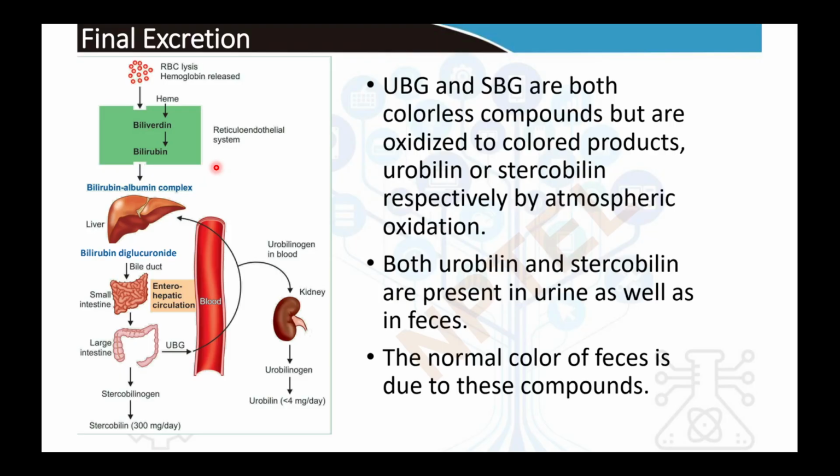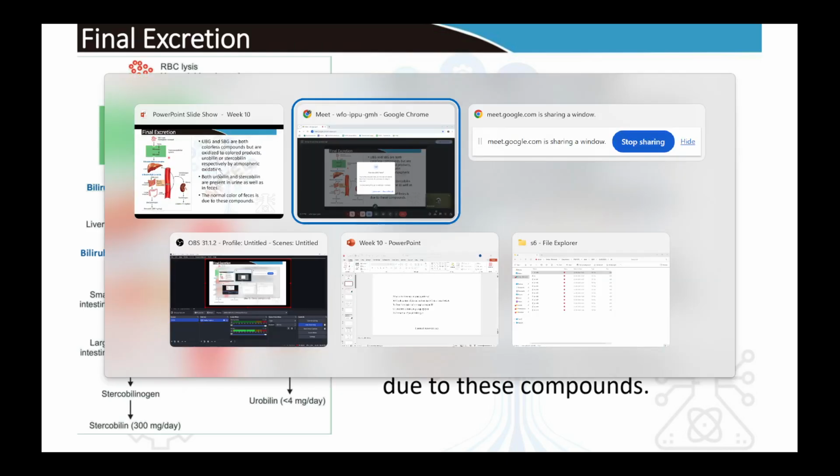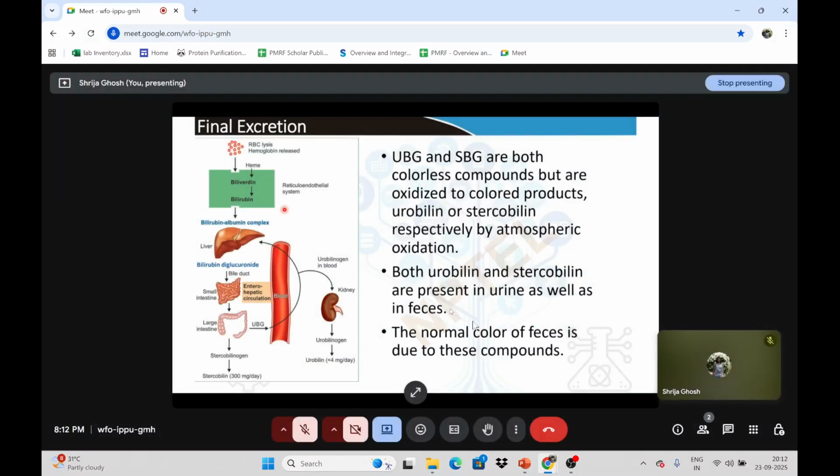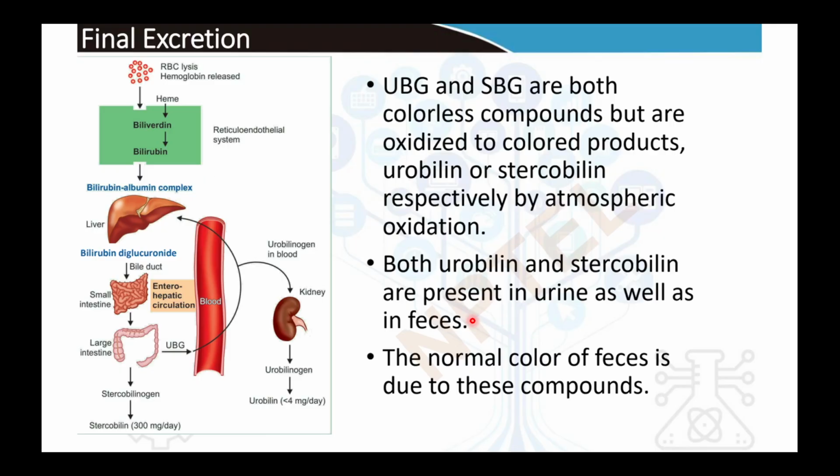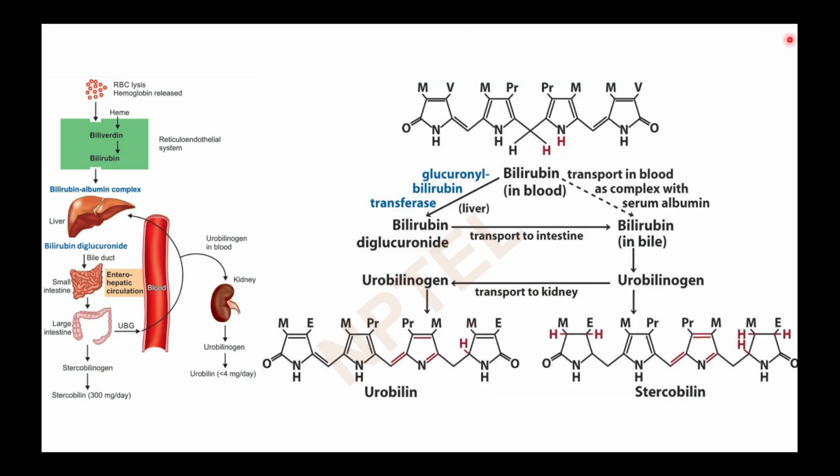then it is passed through the bile ducts and the intestines, where it is converted to stercobilinogen and urobilinogen, which are colorless compounds, but they are oxidized. So urobilinogen is transported to the kidney, and it is oxidized in the kidney, and stercobilinogen is oxidized in the large intestine, and it is converted into stercobilin. Stercobilin and urobilin both are excreted in the feces and urine, respectively. So this is how the conversion occurs.